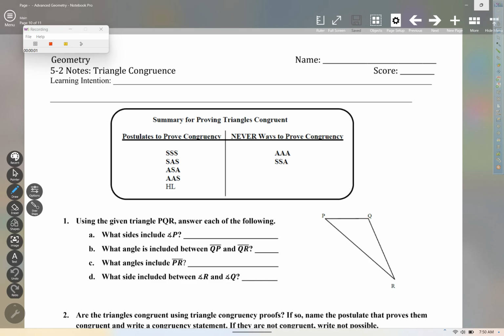Learning intention. I will learn how to prove triangles congruent by using congruence postulates.